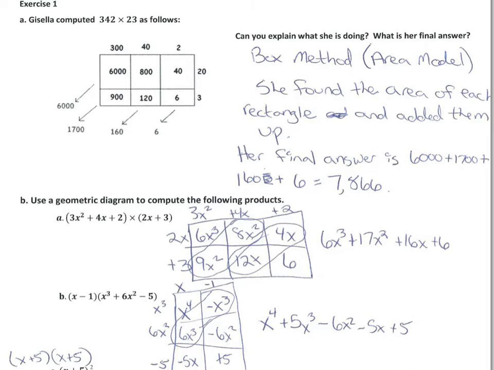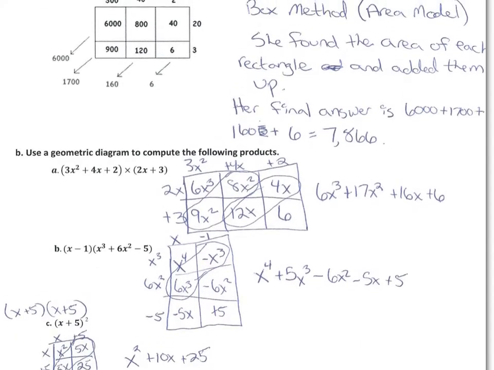I can do the same thing with the next one. All right, I have 2 terms here, so I'm going to have 2 columns. And then I have 3 terms on the second one, so I'm going to have 3 rows. And then I multiply. x times x cubed is x to the 4th. x cubed times negative 1 is negative x cubed. 6x squared times x is 6x cubed. Negative 1 times 6x squared is negative 6x squared. x times negative 5 is negative 5x, and negative 5 times negative 1 is a positive 5.